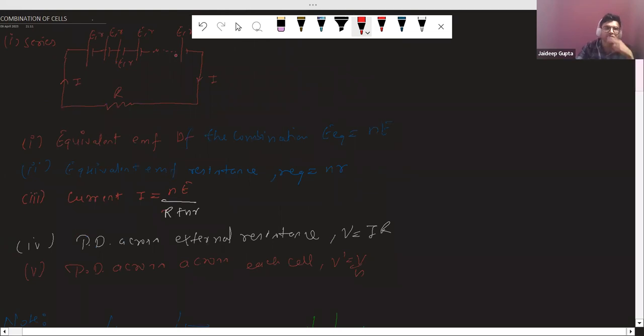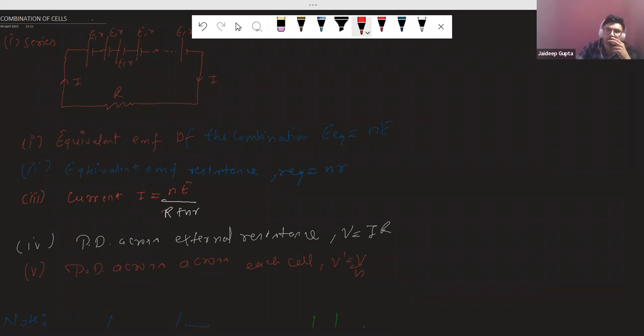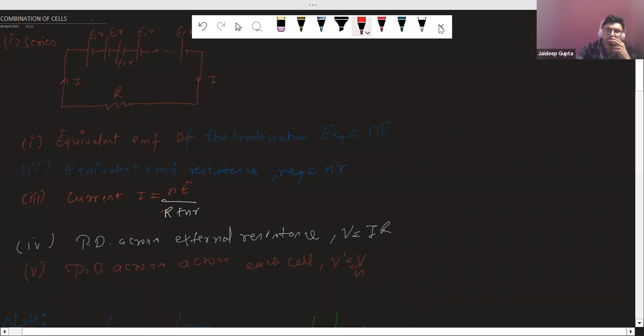Combinations of cells. Now, there are two types of combinations, series and parallel.